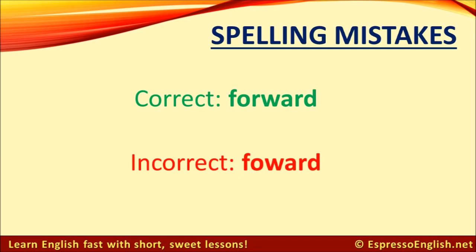Here's another one, the word forward. Now, some people pronounce it one way, and some people pronounce it more like "foh-word". But when you're writing it, you need to include the R, F-O-R-W-A-R-D. Again, when speaking fast, we sometimes say it as if there wasn't that first R, but you need to write it with both R's.